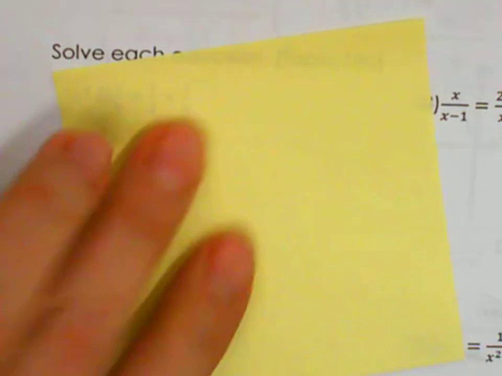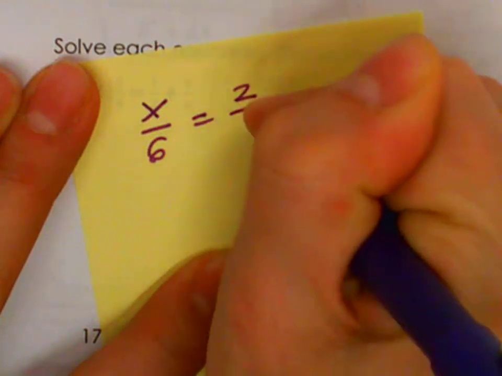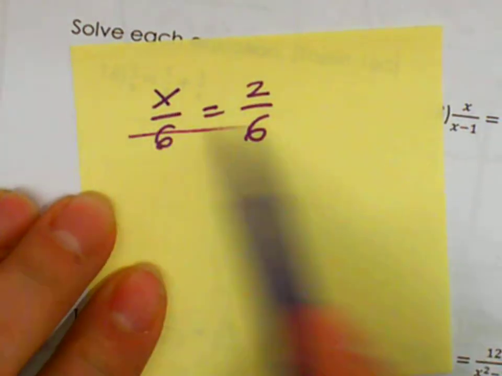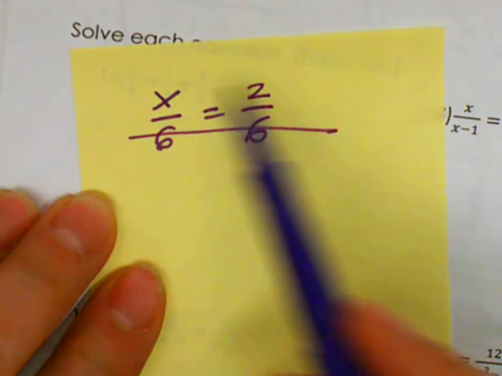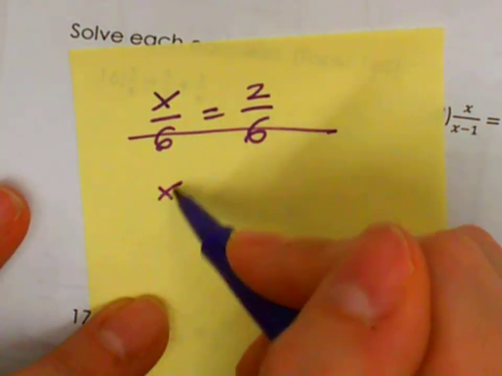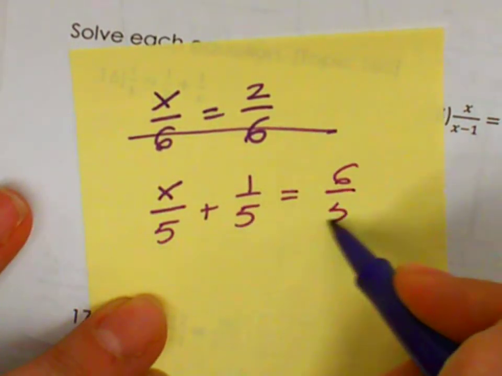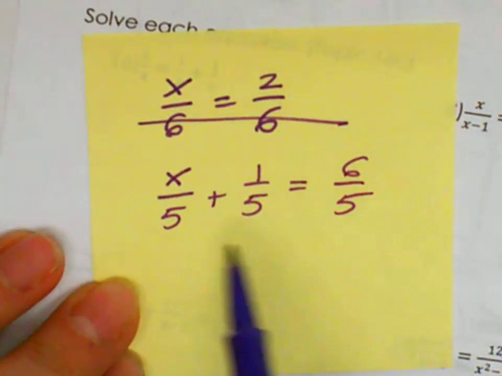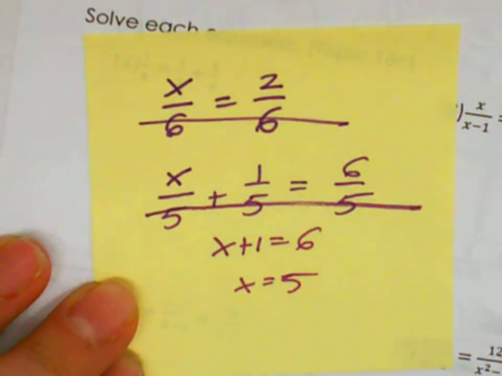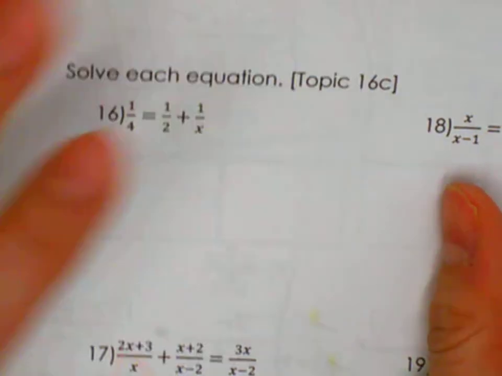So think about it like this. If I have x over 6 equals 2 over 6, I know that x has to equal 2, right? I can kind of ignore the fact that those denominators are even there and just say, oh, x equals 2. So that's my goal here. Same thing with this: if I have x over 5 plus 1 over 5 equals 6 over 5, and they all have the same denominator, I can just deal with x plus 1 equals 6, x equals 5. So my first goal is to get a common denominator, and I'm looking for the least common denominator.